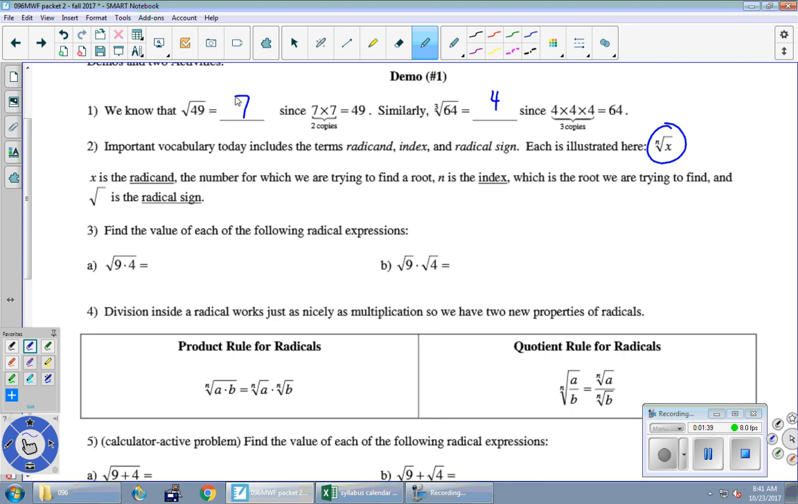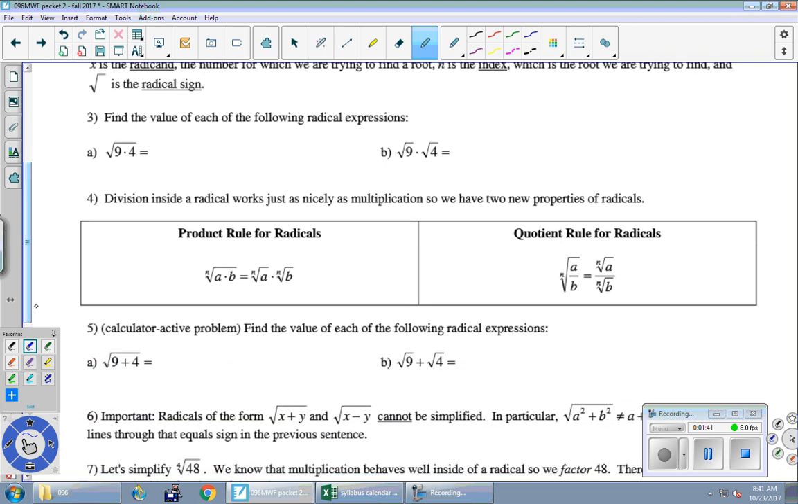Okay, let's take a look at this example here. Square root of 9 times 4, we're going to calculate that, and then we're going to compare that to the square root of 9 times the square root of 4. So for the first one, square root of 9 times 4 is definitely square root of 36, which is 6. Okay, that's the answer. There's no question about that.